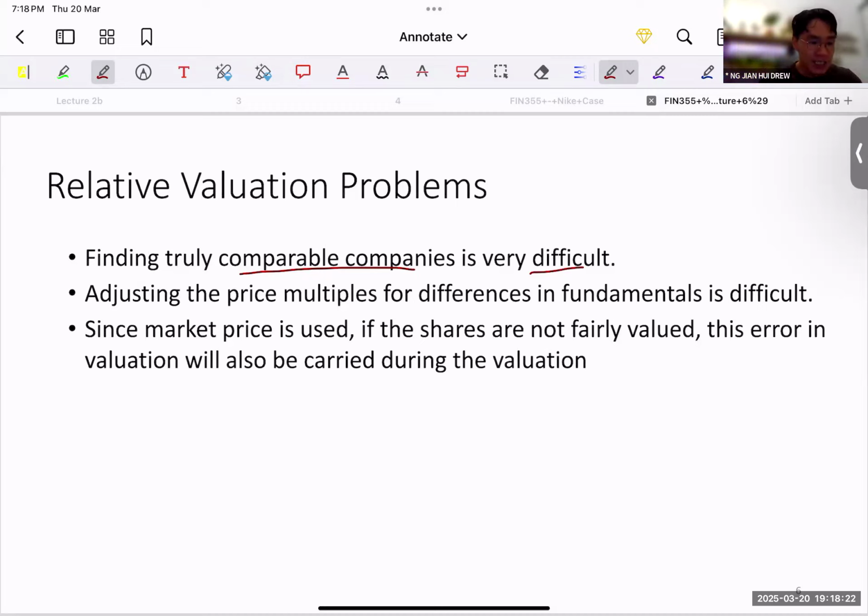Okay. So going back to this, adjusting the price multiple for different fundamentals can be difficult as well. Sometimes we use market price. Actually, most of the time we have some market values that are required in relative valuation. And so, if the stock is not priced in the right way in the market, then maybe your relative valuation might not be correct.